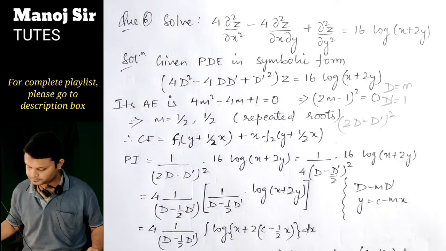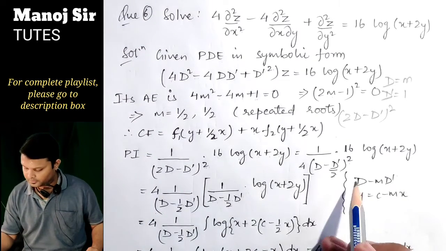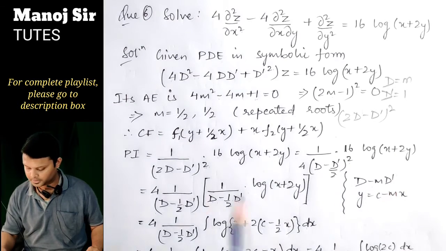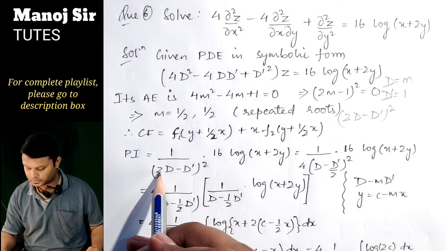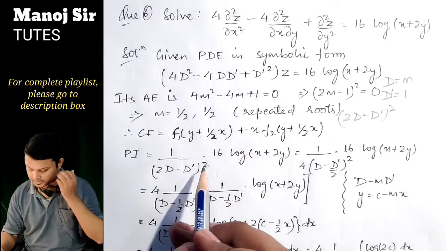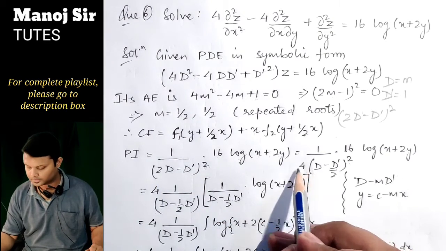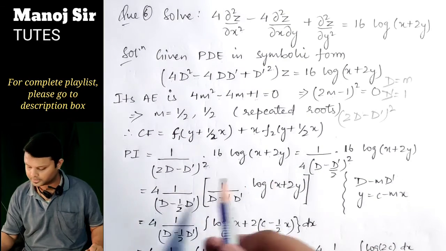Now here we need to have this in the format D minus m D dash, but here we have 2D, so we need to take this 2 out of this bracket. But here we have a square, so we will get 4 out of this bracket. If you take this 2 out of the bracket, you will get 4.